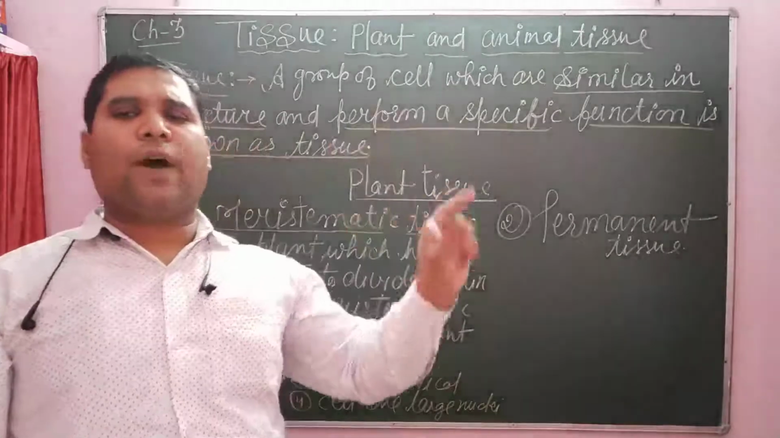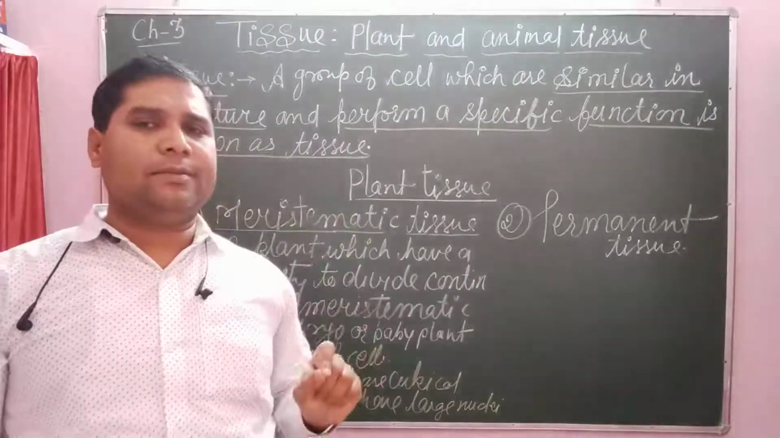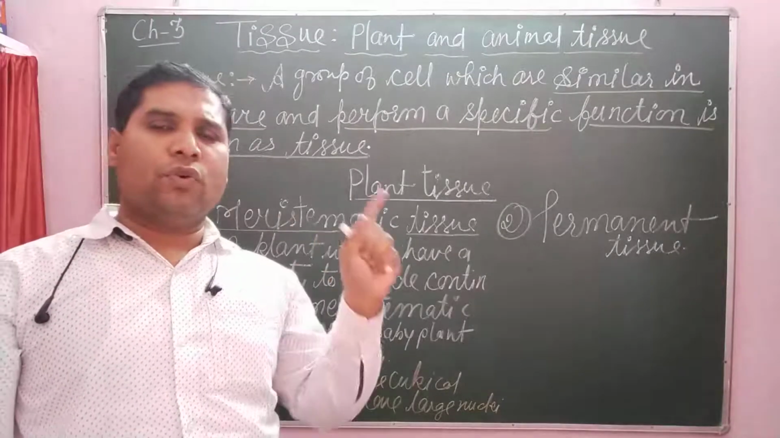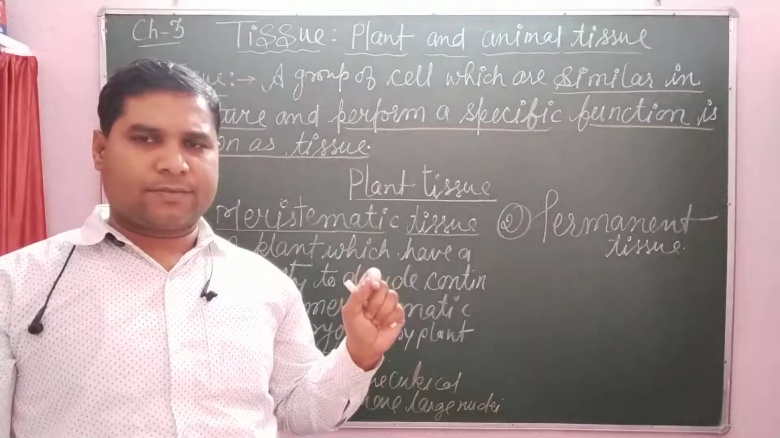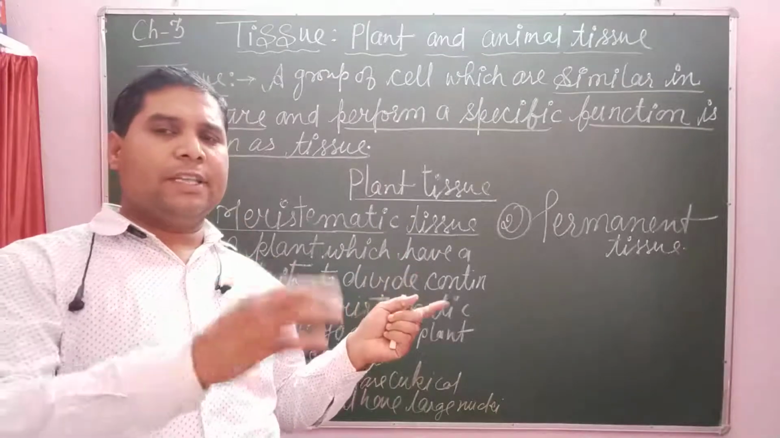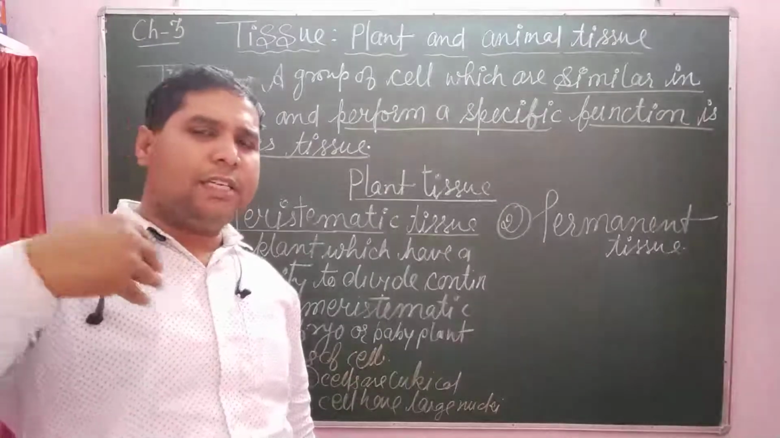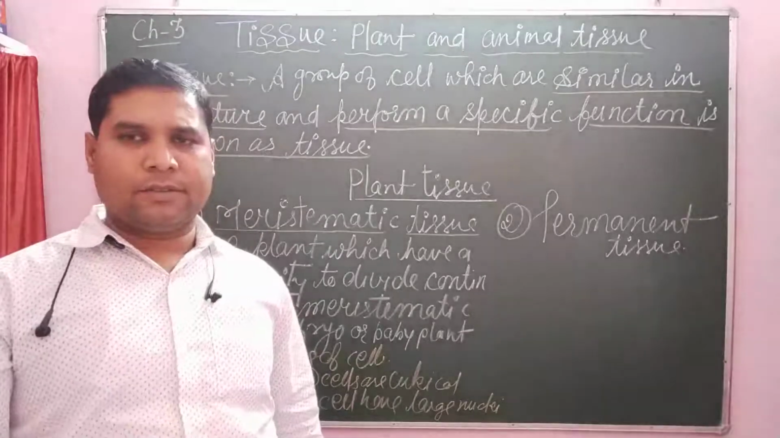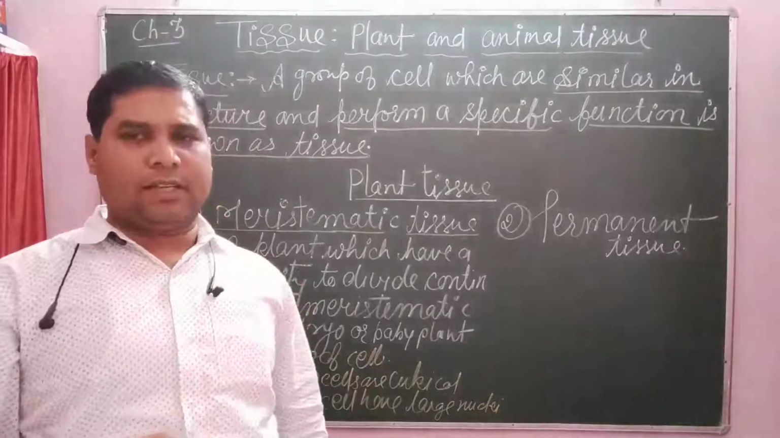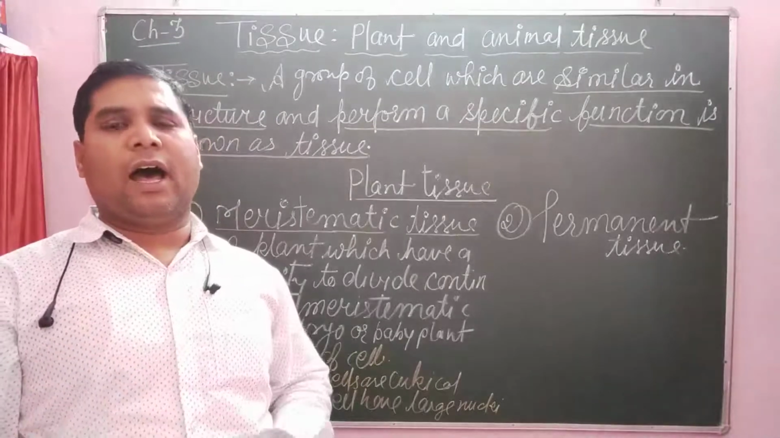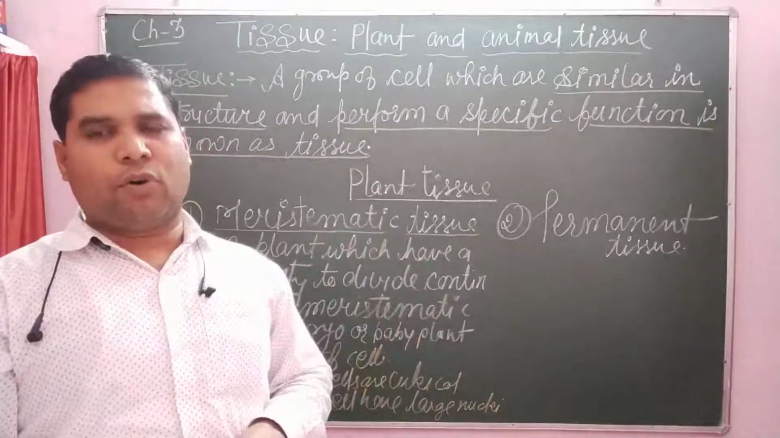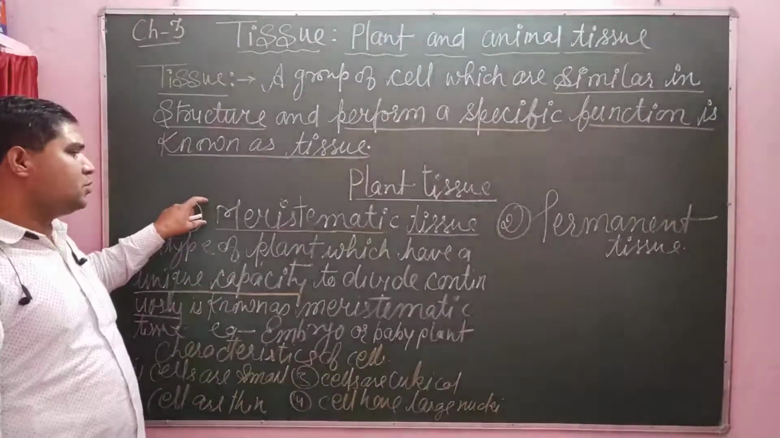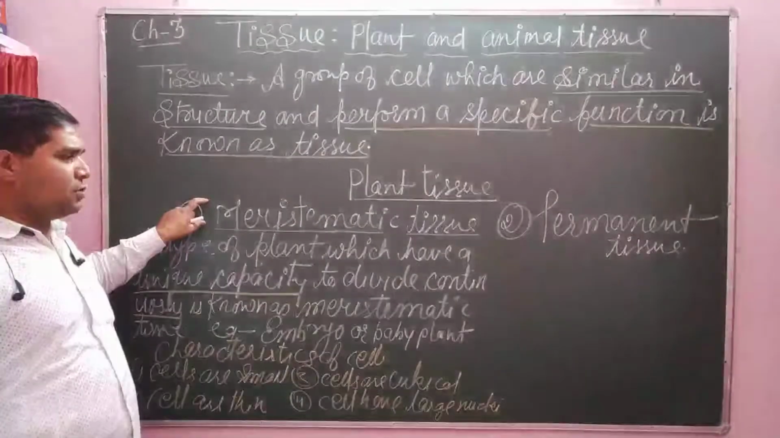There is no vacuole in meristematic cell. Cells are closely packed with no intercellular space, and meristematic tissue continuously divide and add new cells to the plant, and these new cells thus produced mature and form a new part of the plant. So dear student, now you came to know what do you mean by the meristematic tissue.